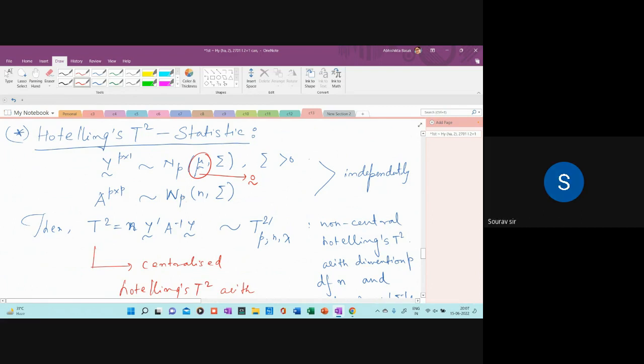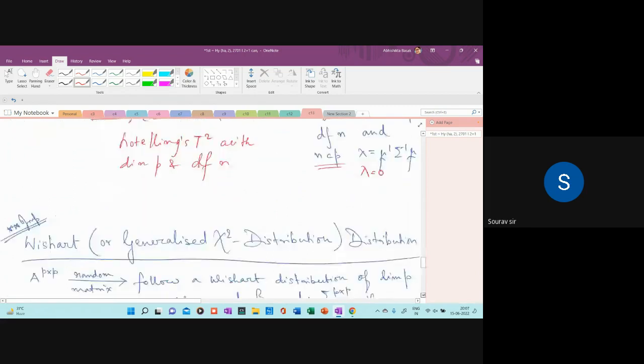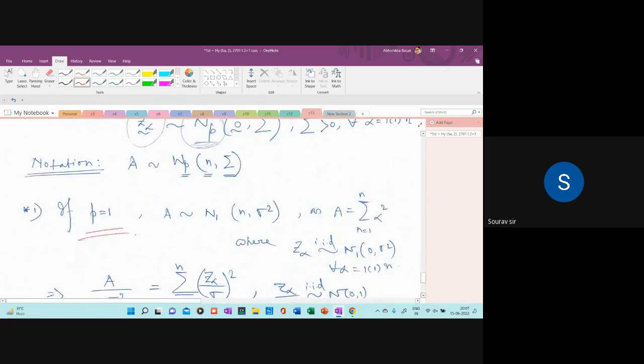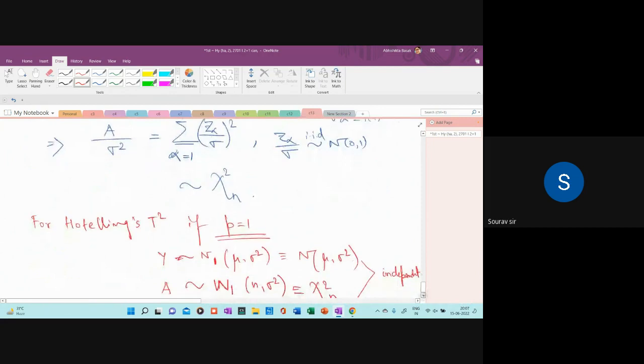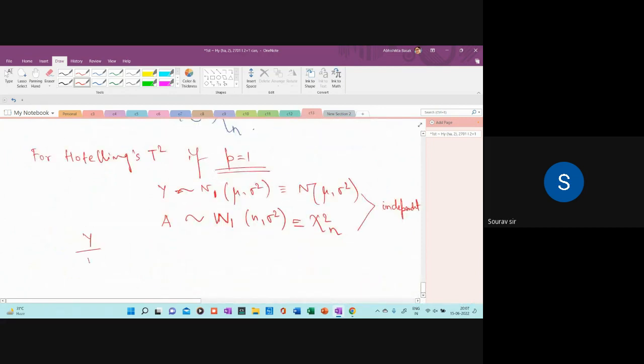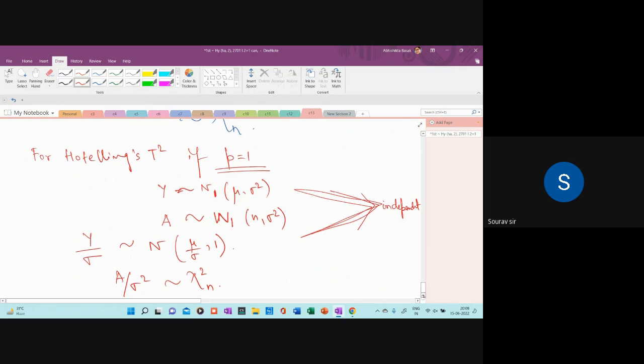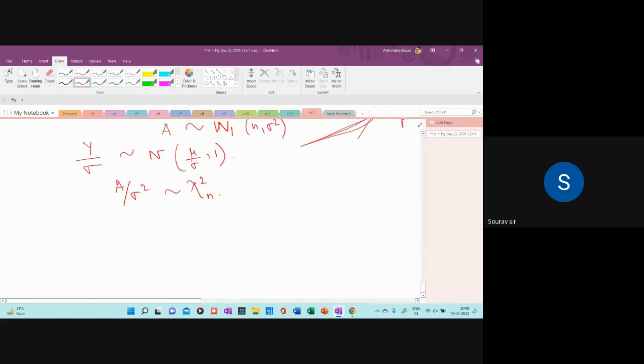And if p is 1 for the Wishart, then coming to this particular case, this is giving me nothing but a chi-square distribution. And what will the ratio y by sigma follow? Basically, normal with mu by sigma comma 1, and this A by sigma square is going to follow chi-square n. Y basically follows this. I should not write equivalent to over here. This will be like this after taking the transformation, because there is a sigma over here. We need to change this to 0 and 1, then only we can take this to the normal t distribution, right?